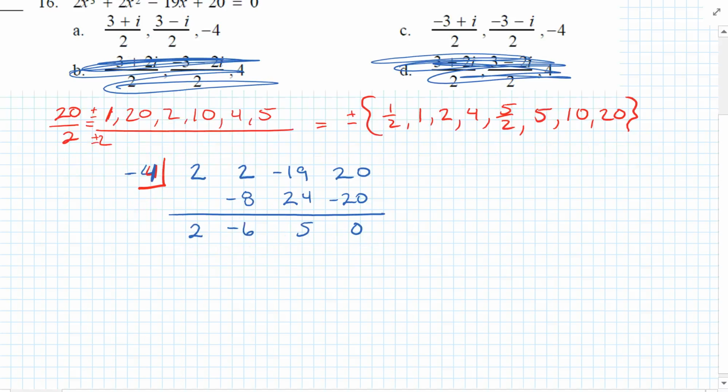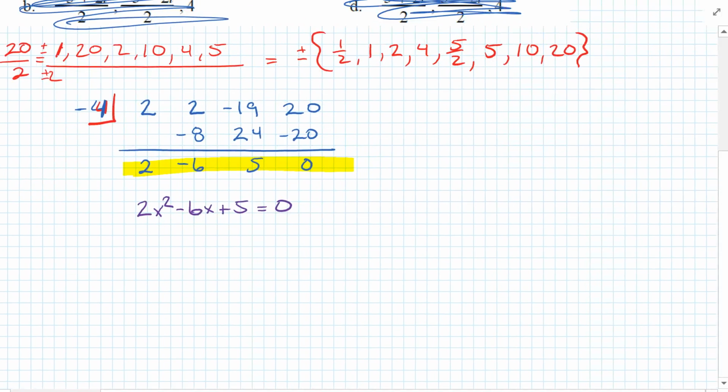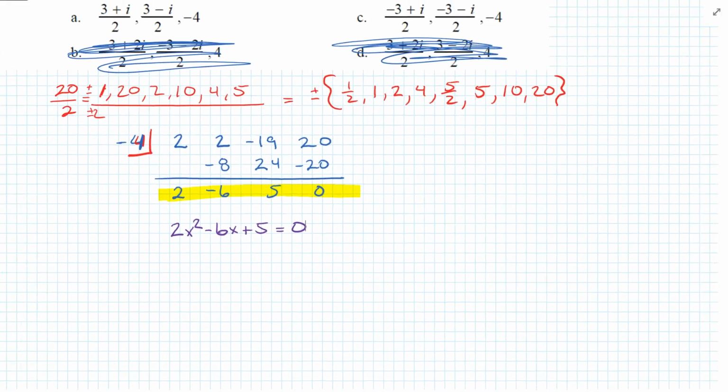Okay, so now we just got to go from there. Since we factored out a negative 4, we can rewrite this equation. Now instead of a third degree, it's going to be a second degree. So it's going to be 2x squared minus 6x plus 5. We can say that equals 0. We can just go ahead and jump straight into our quadratic.